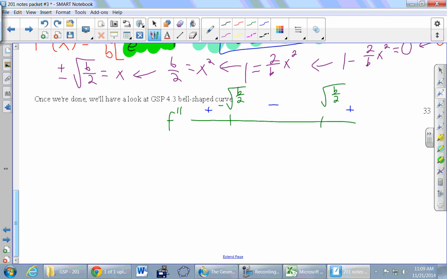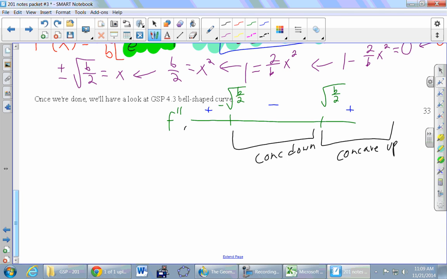Okay, so then I think we've got our conclusion here. Anytime you're past the root b over 2, you are concave what? Up. And in between, we're concave down. And then to the left, we're concave up.